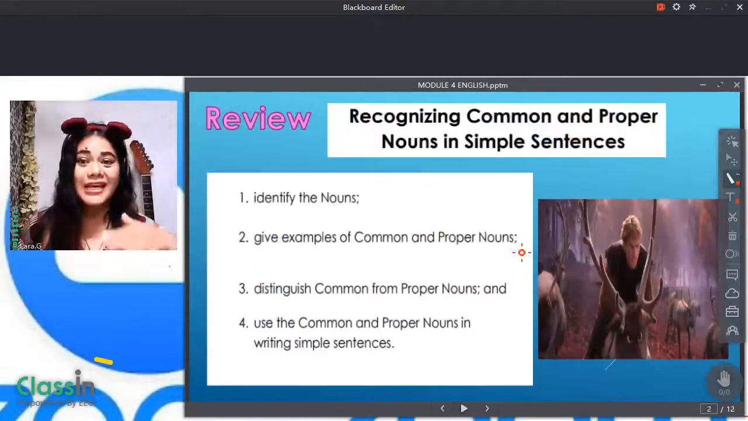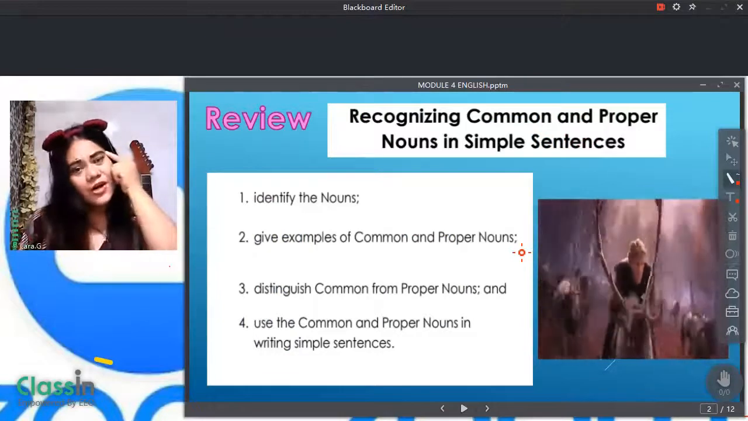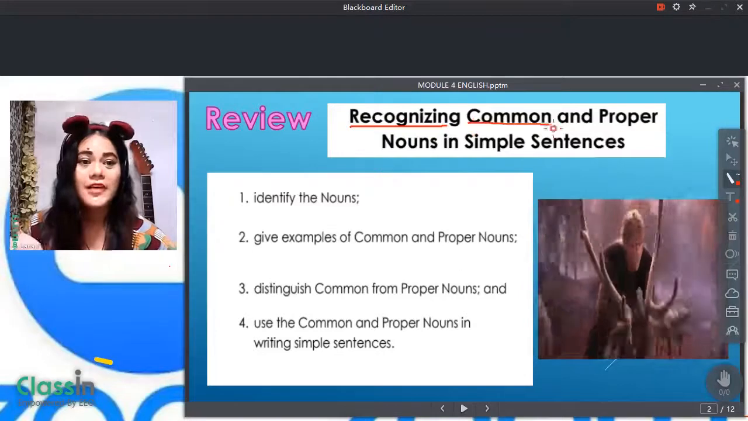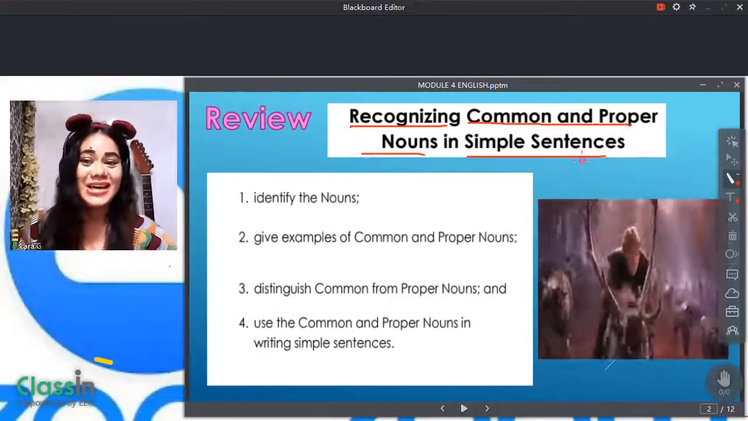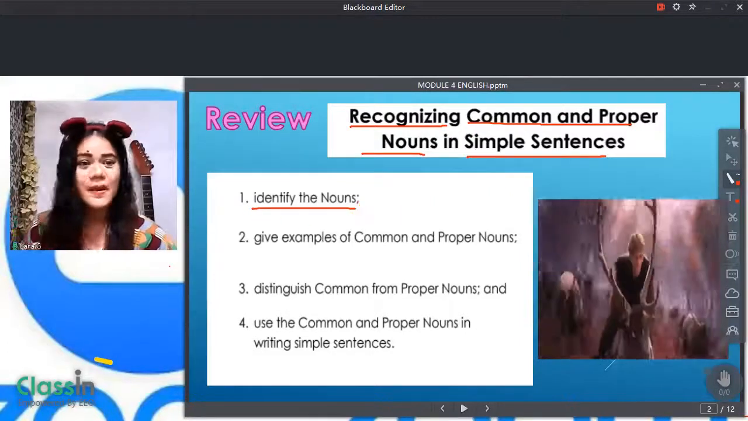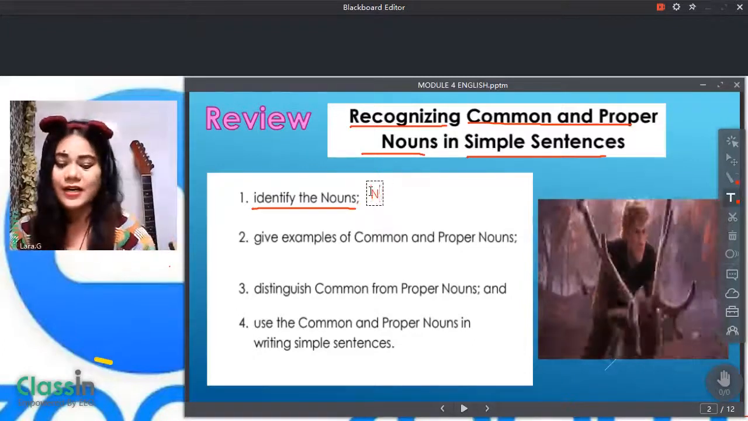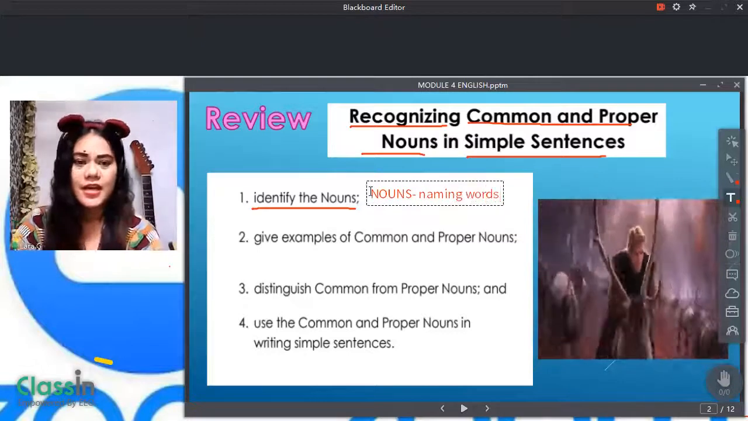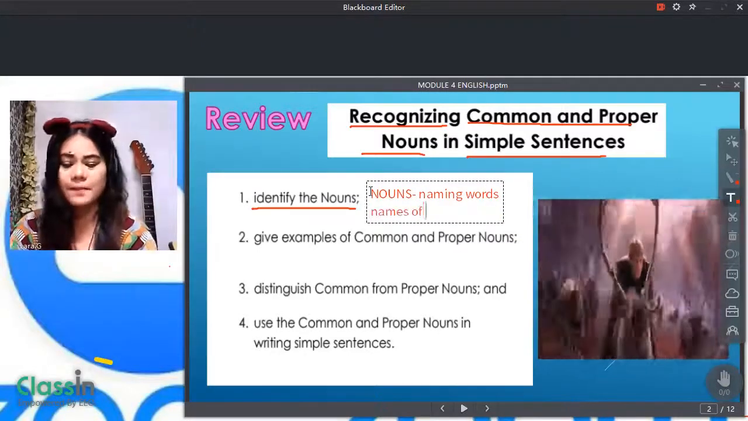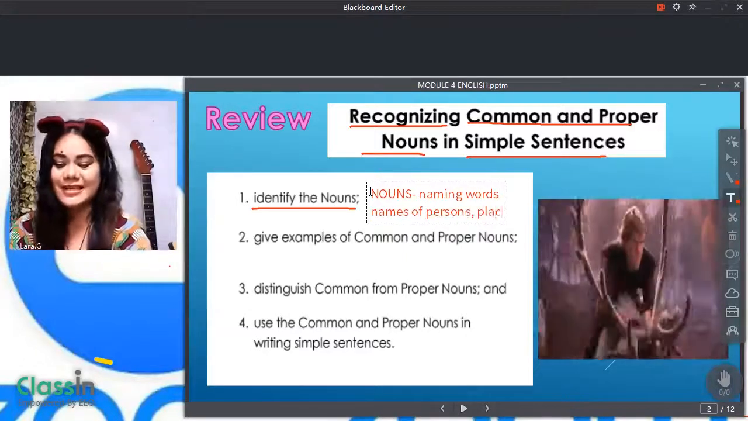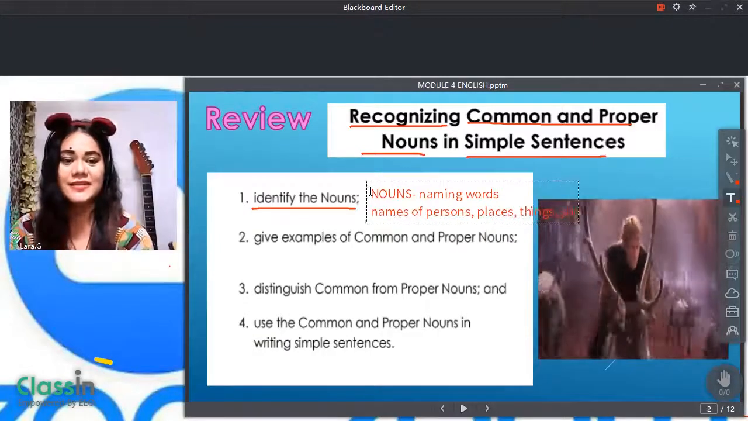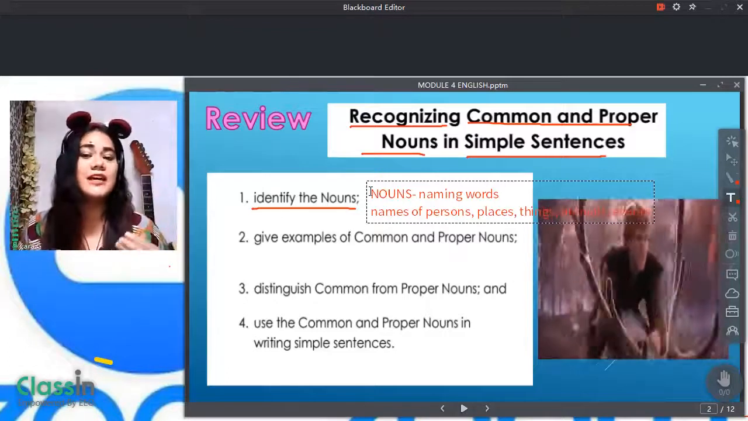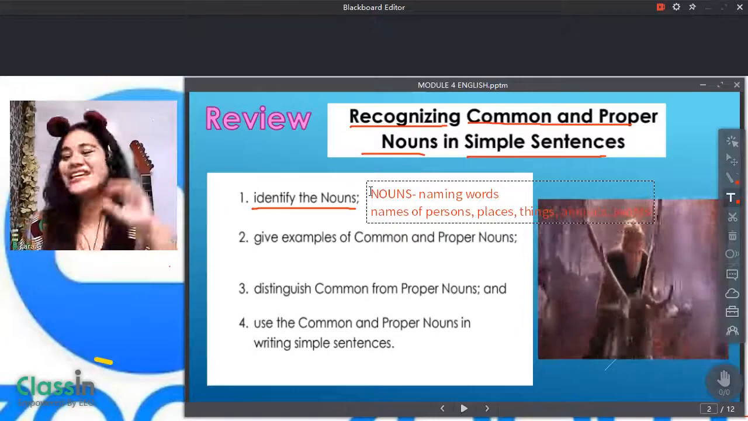Before we go on with our lesson, let us first review our past lesson in Module 3. It's all about recognizing common and proper nouns in simple sentences. In Module 3, we were able to identify the nouns. But teacher wants to ask you, what are nouns, by the way? Just a review. Yes, nouns are naming words. These are names of persons, places, things, animals, and events. So any name of a person, place, thing, animal, and event is called a noun. Yes, you heard it right.